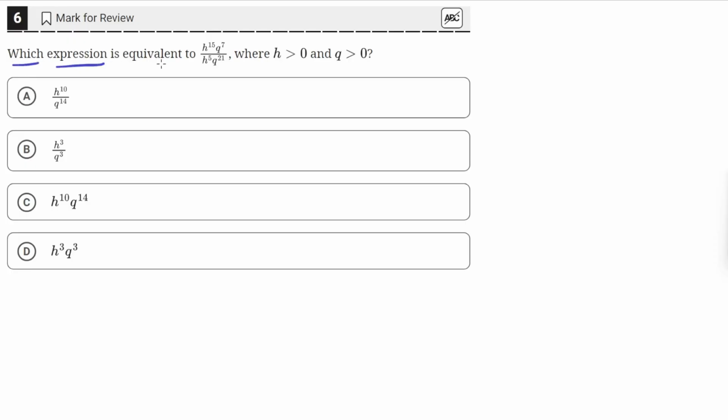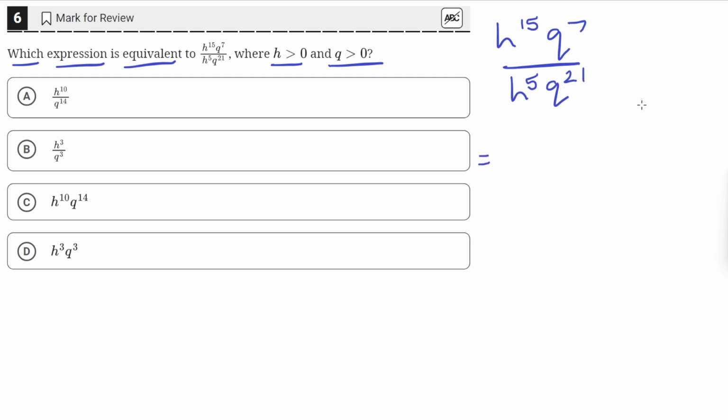Which expression is equivalent to h to the 15th times q to the 7th divided by h to the 5th times q to the 21st, where h is greater than 0 and q is greater than 0? So we have this expression, h to the 15th times q raised to the 7th over h raised to the 5th times q raised to the 21st, and we need to simplify this.